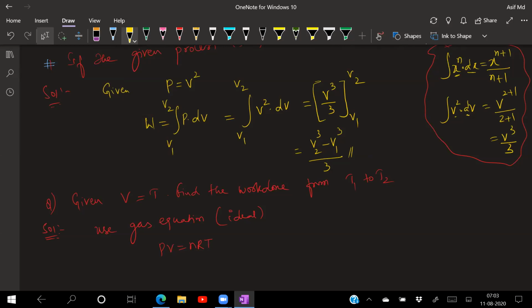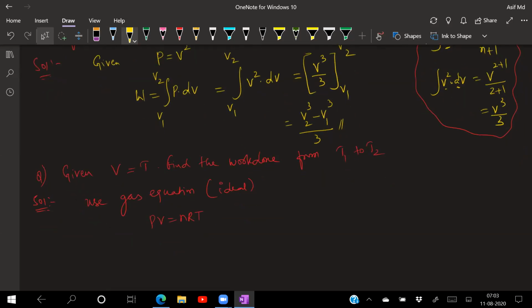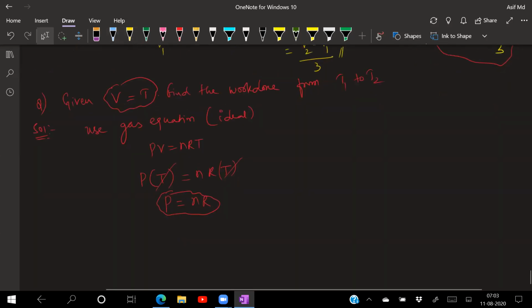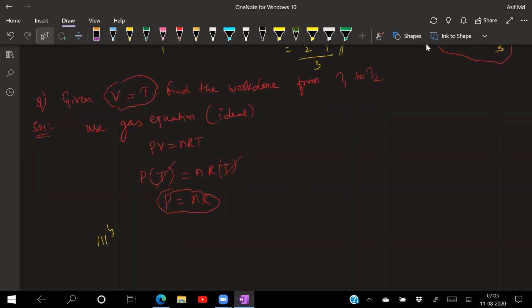Now, P is equal to how much for me right now? nR divided by V, because volume is given as T. So in the place of volume I'll take T, so P into T is equal to nR into T. So this T gets cancelled. So pressure is equal to nR. Now, similarly, as V is equal to T, dV will be equal to dT. Small differentiation, small element if I'm taking.